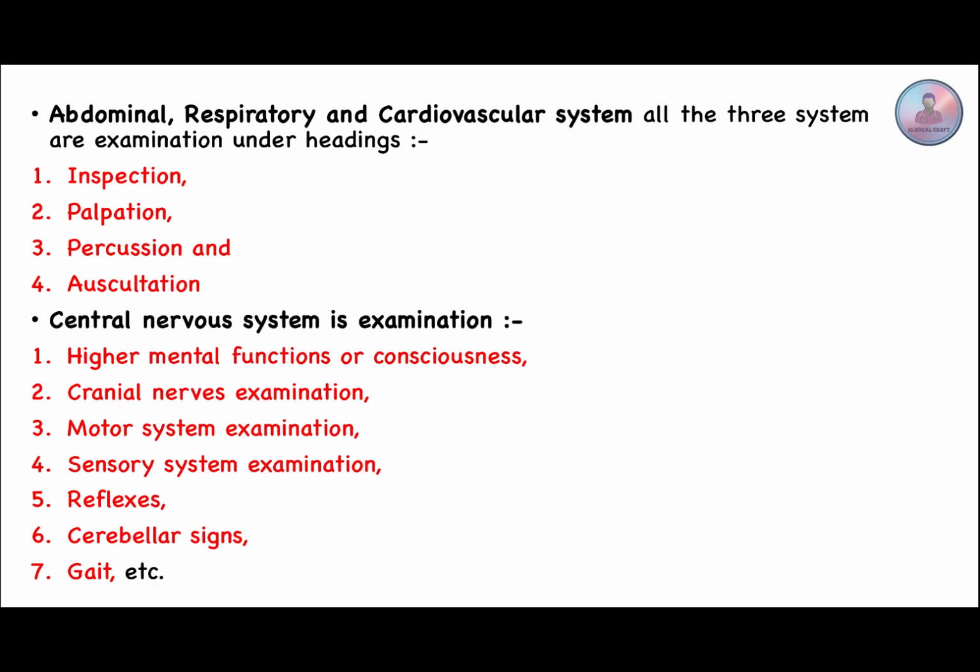For the abdominal, respiratory, and cardiovascular systems, examination is done under the following headings: inspection, palpation, percussion, and auscultation. The central nervous system examination is divided into 7 parts: higher mental functions or consciousness, cranial nerve examination, motor examination, sensory system examination, reflexes, cerebellar signs, gait, etc.